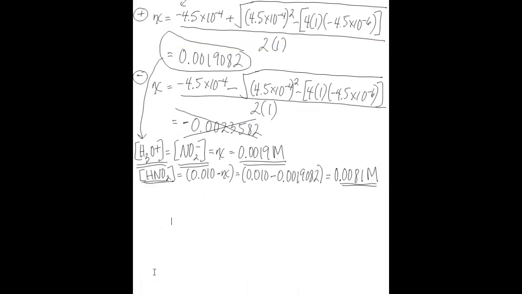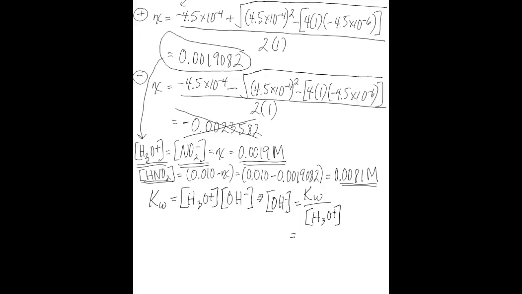We also need to solve for the hydroxide ion concentration. To do that, we know the relationship Kw is equal to hydronium ion concentration multiplied by hydroxide ion concentration. So now we're going to solve for hydroxide ion concentration by flipping this relationship around and saying that the hydroxide ion concentration is equal to Kw divided by the hydronium ion concentration, which is what we just solved for.